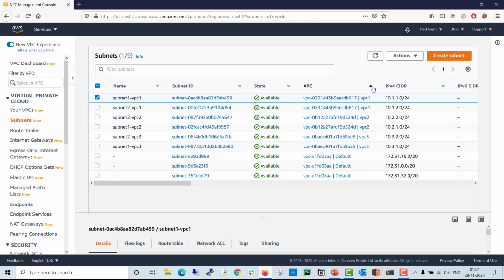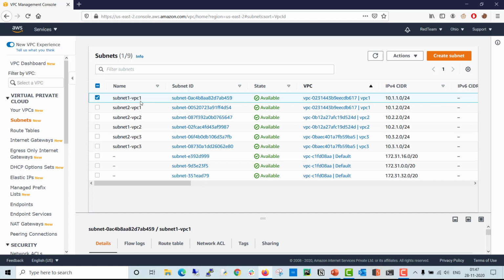Okay, you can see here in VPC1 we have 2 subnets, subnet 1 and subnet 2. This is the subnet ID, but the VPC ID is the same. VPC2 also has 2 subnets. VPC3 also has subnets. And this is the default VPC which has 3 subnets. So this is how we divided the subnets.